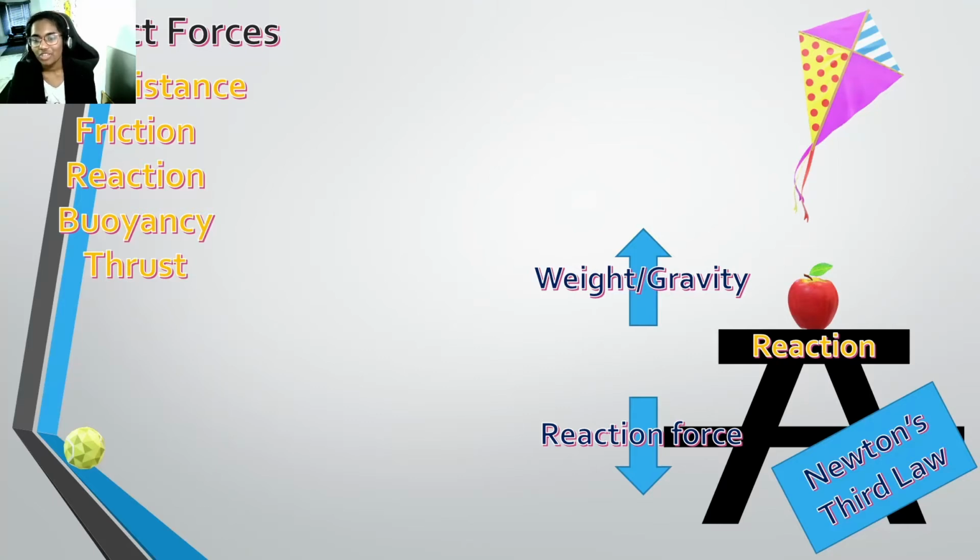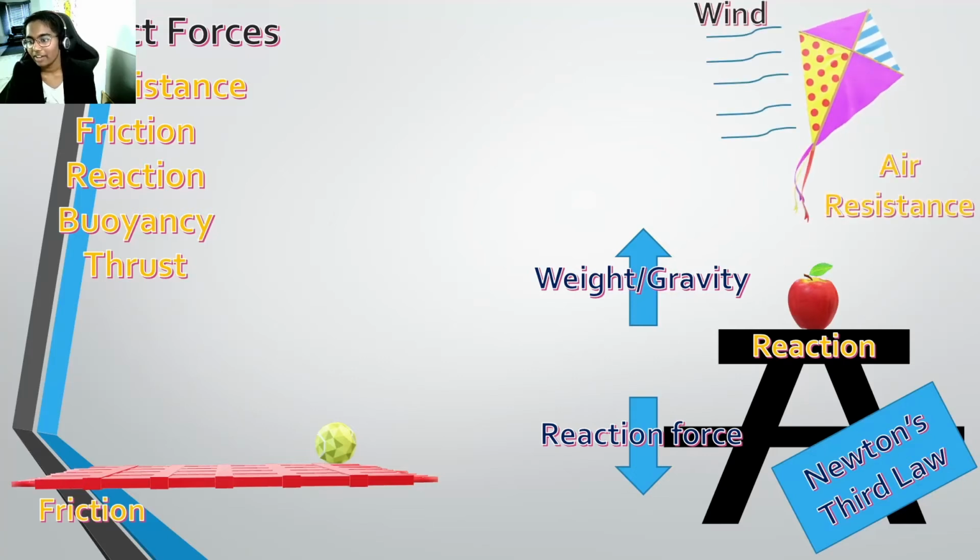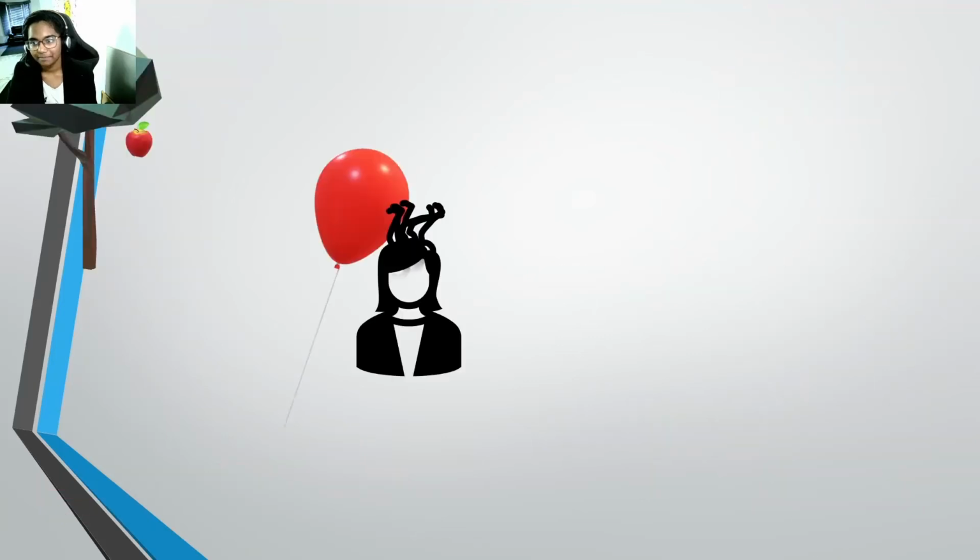Another example of a contact force is friction. Here we see a ball rolling across a carpet. The ball would slow down because of friction acting upon it. The ball and the carpet are touching, which makes this a contact force. Another example is air resistance, the wind making the kite blow about. Both are touching, which means this is a contact force. However, these are not the only contact forces. There's also buoyancy and thrust.